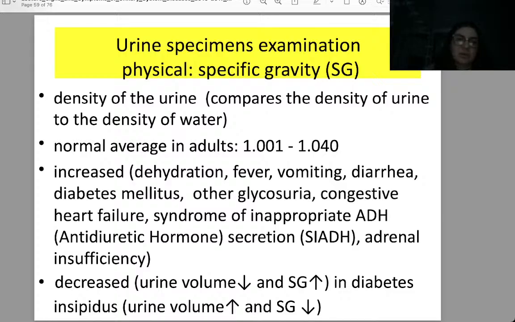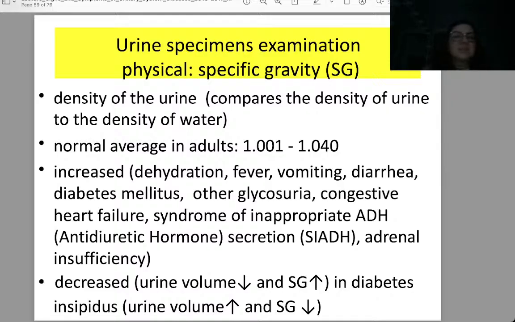Specific gravity of urine. It is the density of urine compared to the density of water. The normal average in adults is 1.001 to 1.040. And specific gravity can be increased, for example, in dehydration, fever, vomiting, diarrhea, diabetes mellitus, other glycosuria, congestive heart failure, syndrome of inappropriate antidiuretic hormone secretion, or adrenal insufficiency.